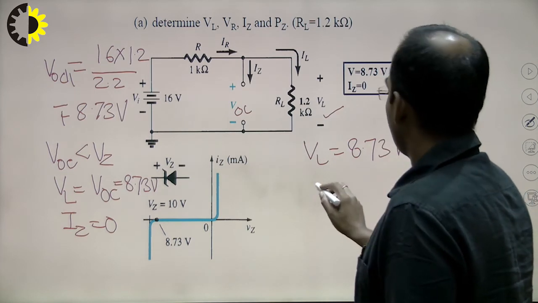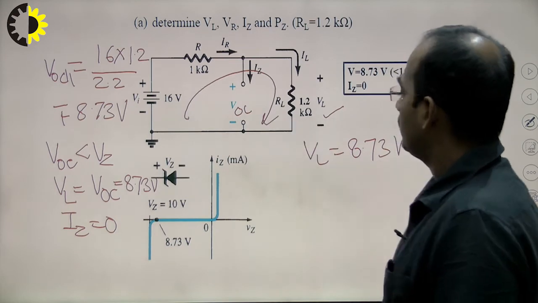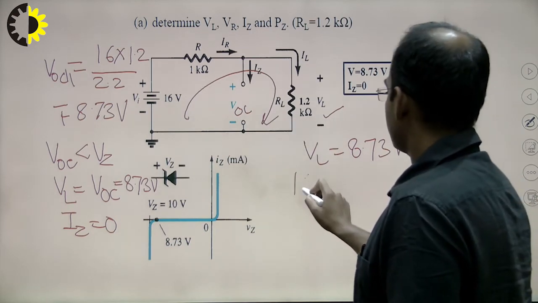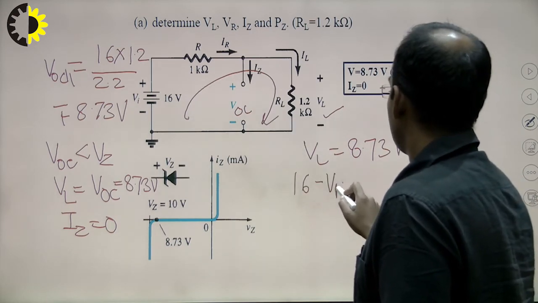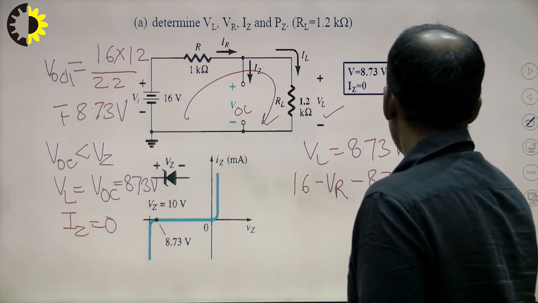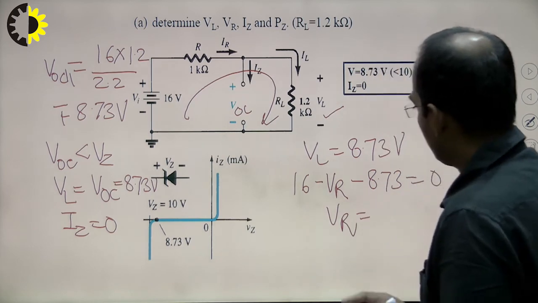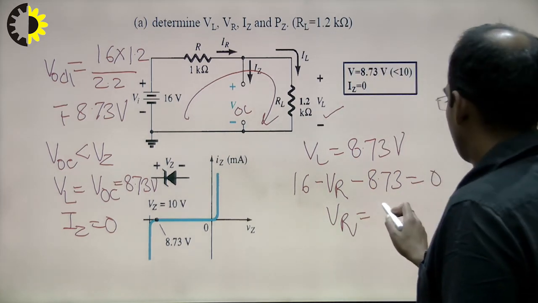What will be the value of VR? I will apply the KVL from here to here. What will I get? I will get 16 minus VR minus 8.73 is equal to 0. So VR will be equal to 16 minus 8.73, it means 7.27 volt.